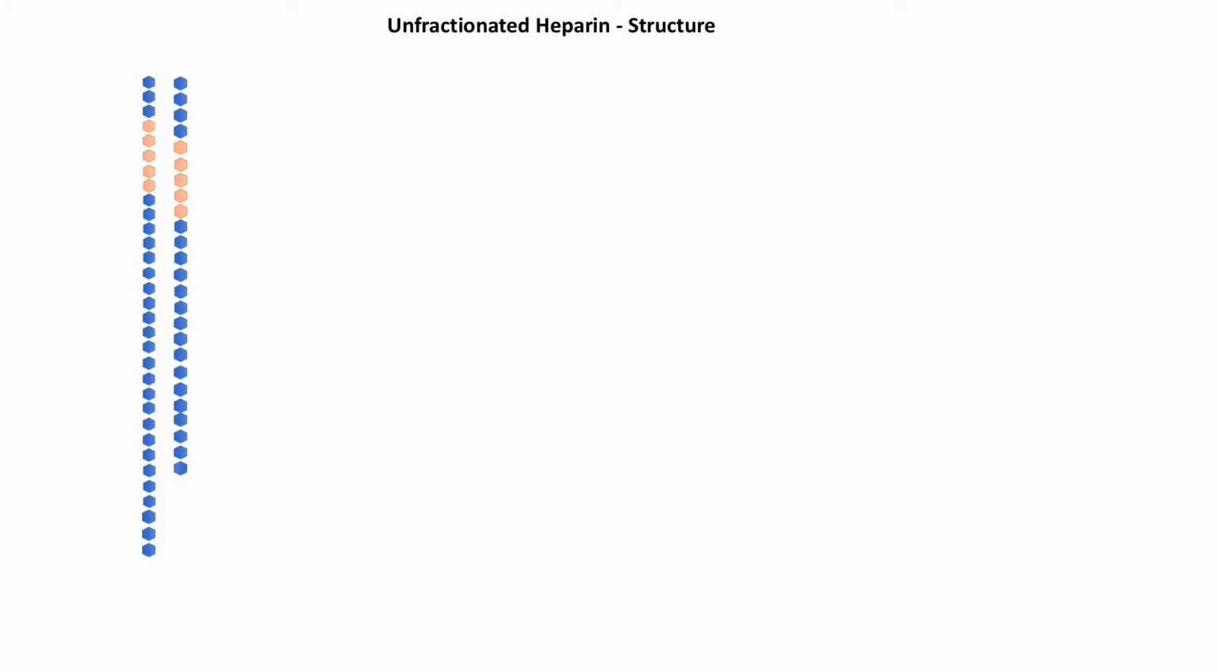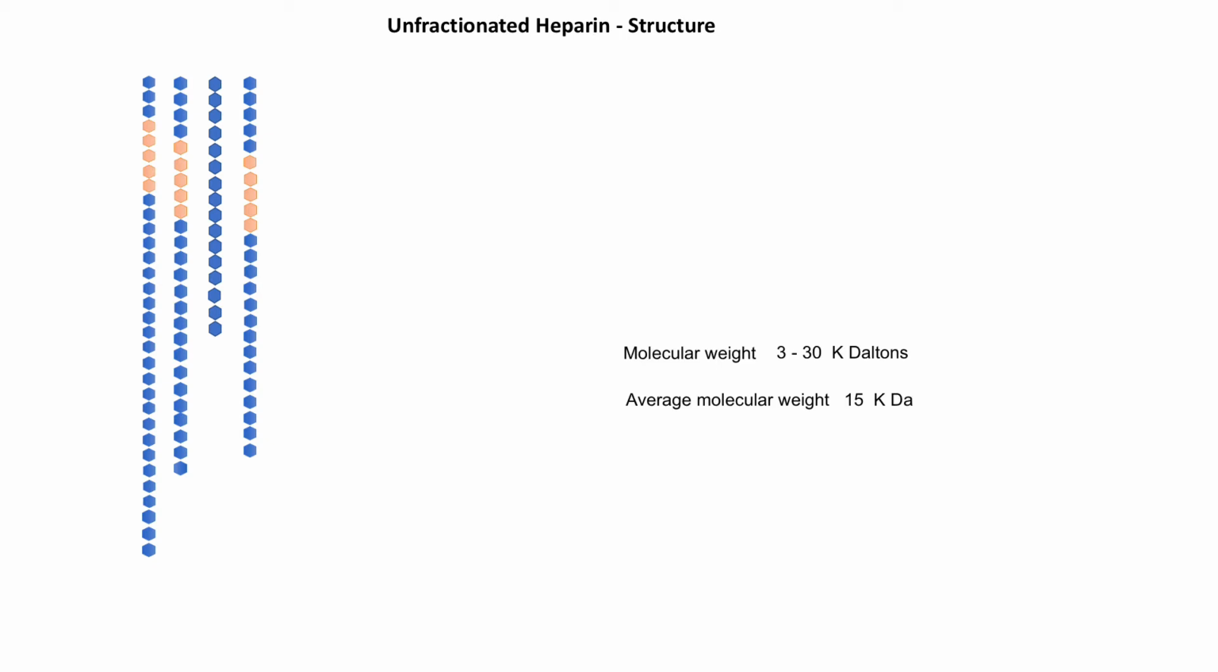Now let's discuss different anticoagulant drugs. Unfractionated heparin was the first anticoagulant drug that was clinically used. Unfractionated heparin is actually a heterogeneous mixture of polysaccharide chains that have variable molecular weight and variable length of chain. Molecular weight of these polysaccharide chains ranges from 3 to 30 kilodaltons, with an average molecular weight of around 15 kilodaltons.